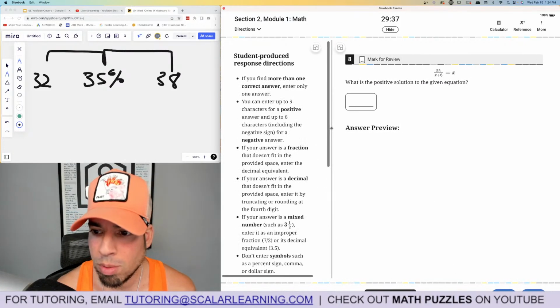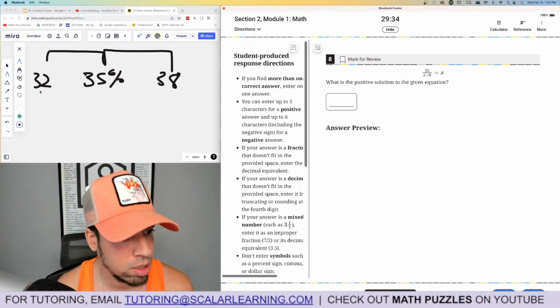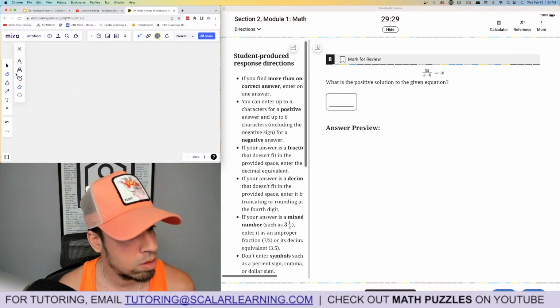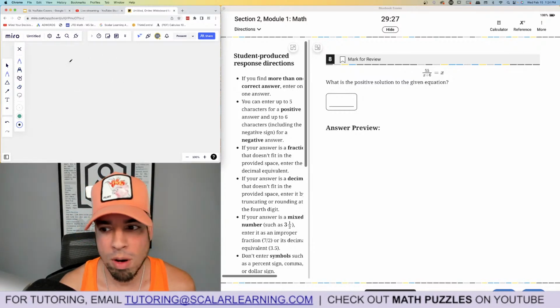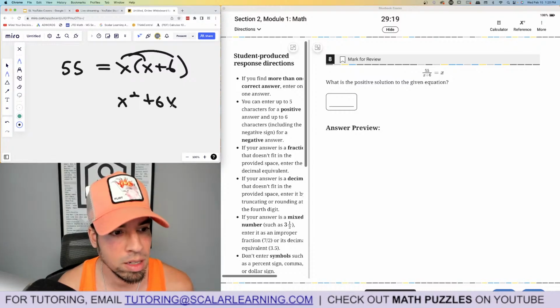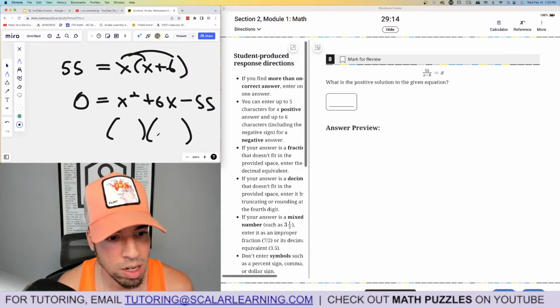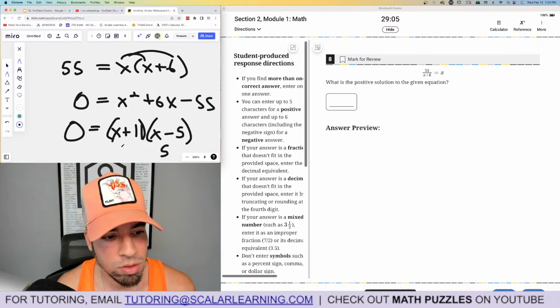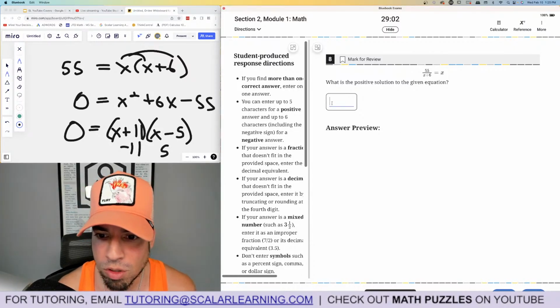All right, another student produced response. What is the positive solution to the given equation? All right, let's write it out here. I'm going to multiply both sides by x plus 6. So that's x times x plus 6. And then distribute. I get x squared plus 6x, and then minus 55 equals 0. Then we're going to factor: two numbers that multiply to negative 55 and add to 6 are positive 11 and negative 5. So the solutions are 5 and negative 11. We want the positive solution, which is 5.